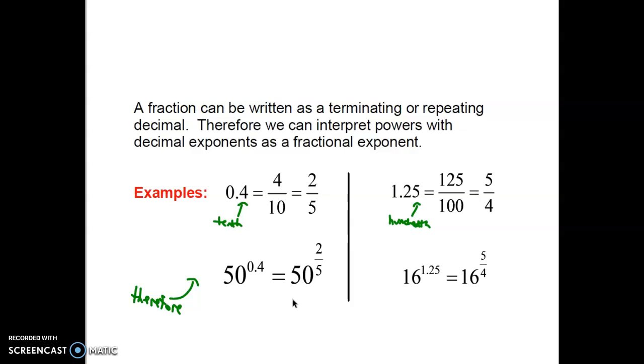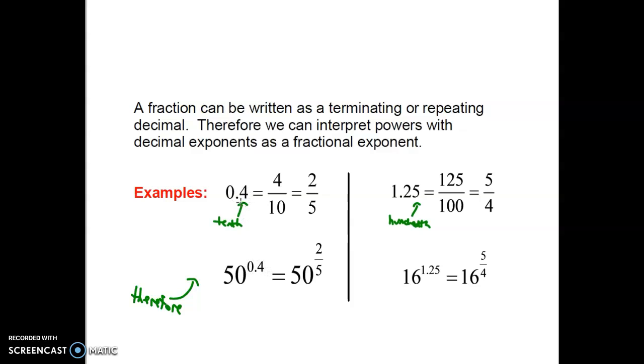But we also need to remember that a fraction can be written as a terminating or repeating decimal, right? So therefore, we can interpret powers with decimal exponents as a fractional exponent. So if you have a power that is a decimal, change that to a fraction. It will make it a lot easier.